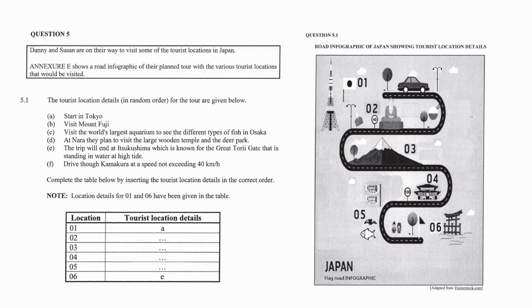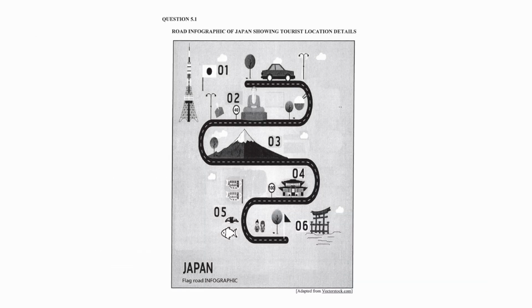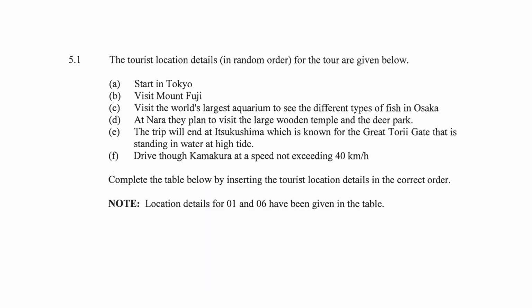Question 5.1 consists of one maps and plan question designed to assess your understanding of infographics. It stated that Danny and Susan are on their way to visit some of the tourist locations in Japan. Annexure E shows a road infographic of their planned tour with the various tourist locations that would be visited. In question 5.1, it is stated that the tourist location details in a random order for the tour are given.